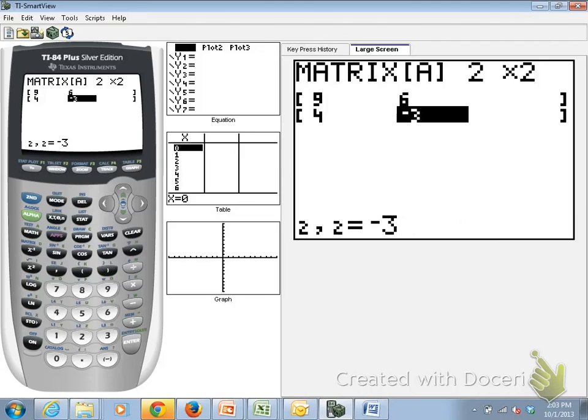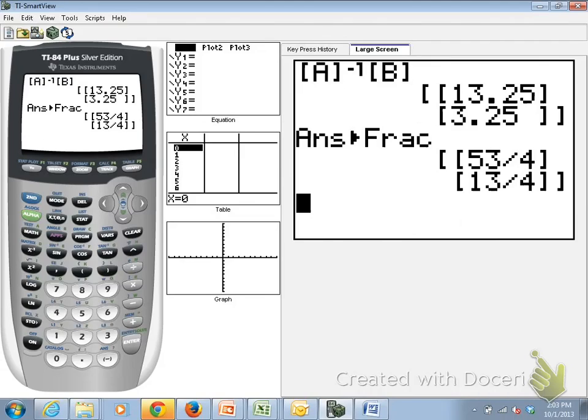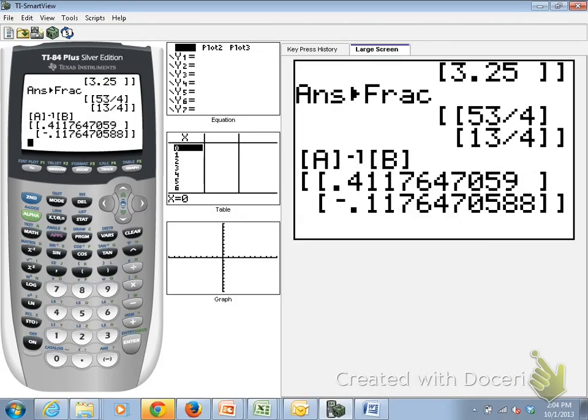Okay, now, here's a shortcut. Anytime you hit second enter, it'll bring the things you've done before. So if I hit second enter once, it brings that step up. But if I hit second enter again, it brings A inverse B. So now I can just push enter. Do you see how I didn't have to do the A inverse B again?